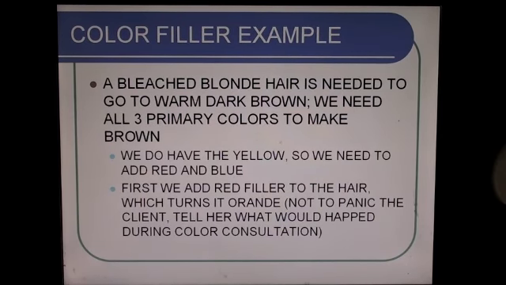Color filler example. A bleached blonde hair needs to go to warm dark brown. Just imagine a bleached blonde hair. Whatever you put on, only the base color takes in. So, you have to add three primary colors to make brown. We do have the yellow, so we need to add red and blue. First we add red filler to the hair, which turns it orange.